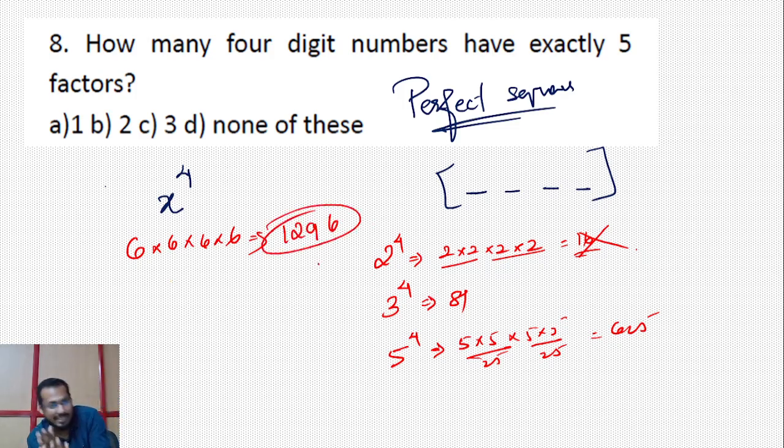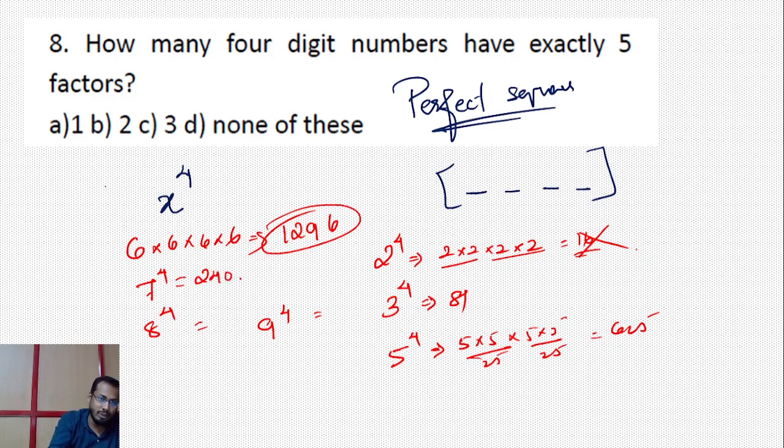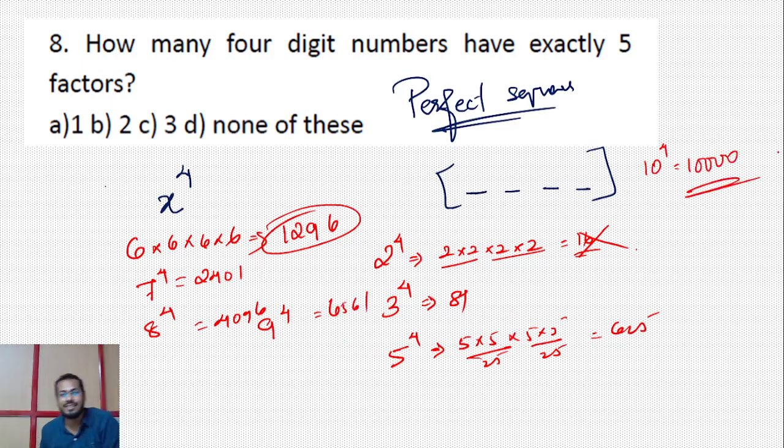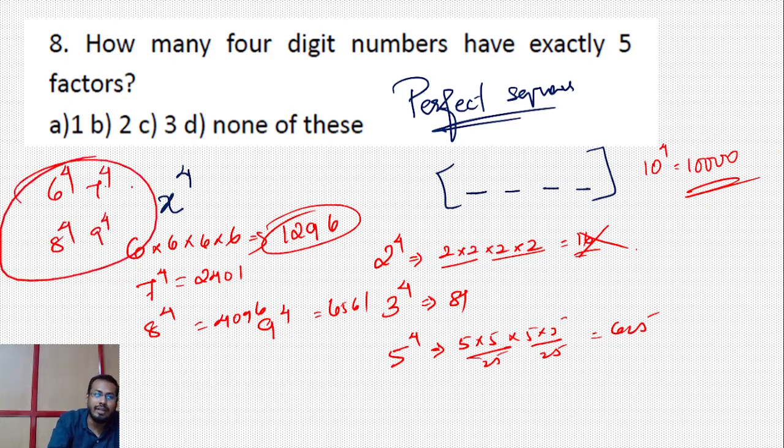So 4-digit numbers start from where? From 6. If you take 7 power 4, 8 power 4, 9 power 4, all the answers are 4-digit numbers. 7 power 4 is 2401, 8 power 4 is 4096, and 9 power 4 is 6561. But if you go for 10 power 4, your answer will be 5 digits. So how many answers are there? 6 power 4, 7 power 4, 8 power 4, and 9 power 4. Totally we have only 4 answers, but that is not given, so none of these is the answer. Clear for this question? Next one.